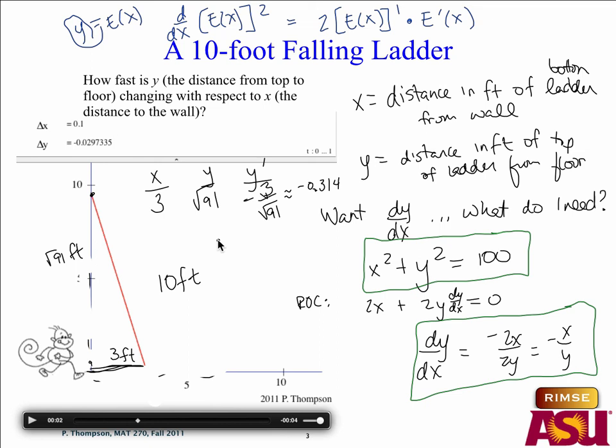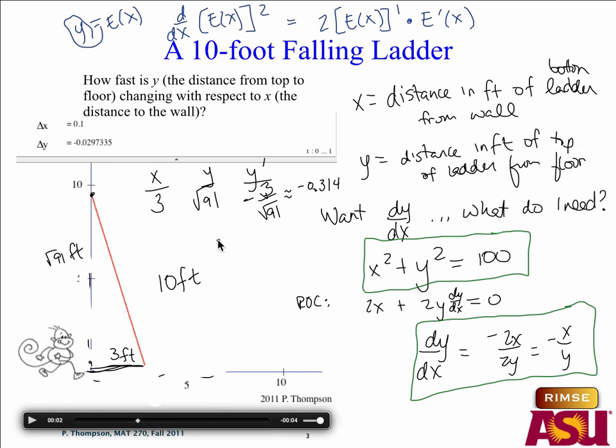No, that's right. So if the ladder slides away from the wall, if the bottom of the ladder slides away from the wall just a little bit, then the top of the ladder will slide negative 0.314 times that much, right? That's the meaning, okay?